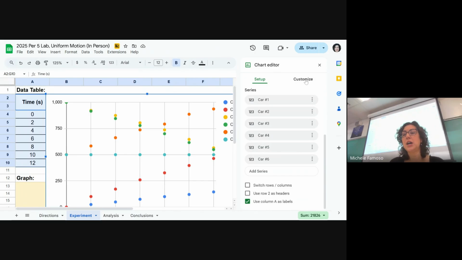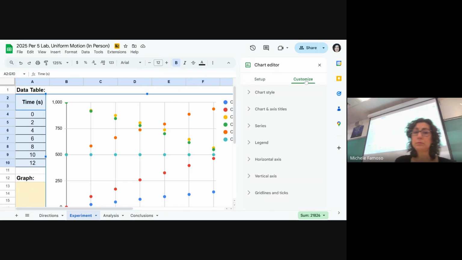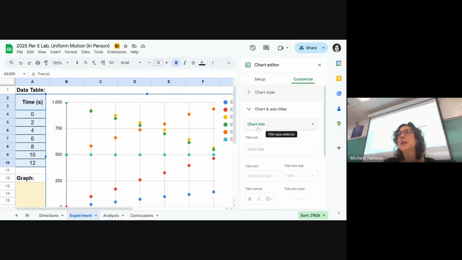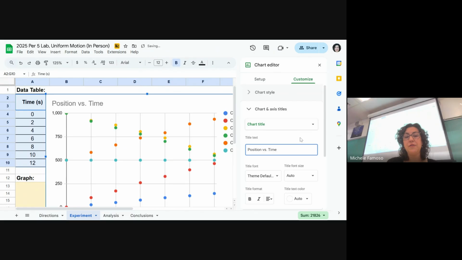Okay, go to the Customize tab then. This is where we have to add a lot of things. The first thing we're going to add is under the submenu Chart and Axis Titles. We are missing a title on this graph. So select Chart Title. For title text, this is position versus time. This is a graph of position versus time, so go ahead and type that there.